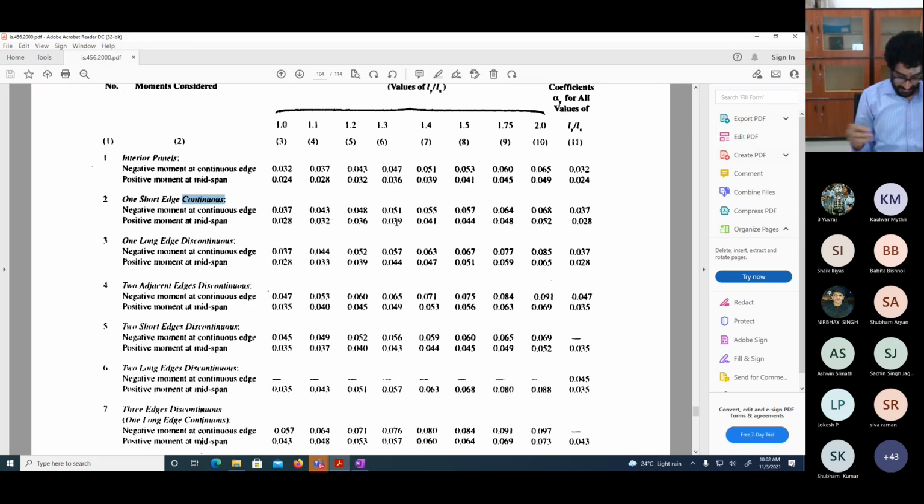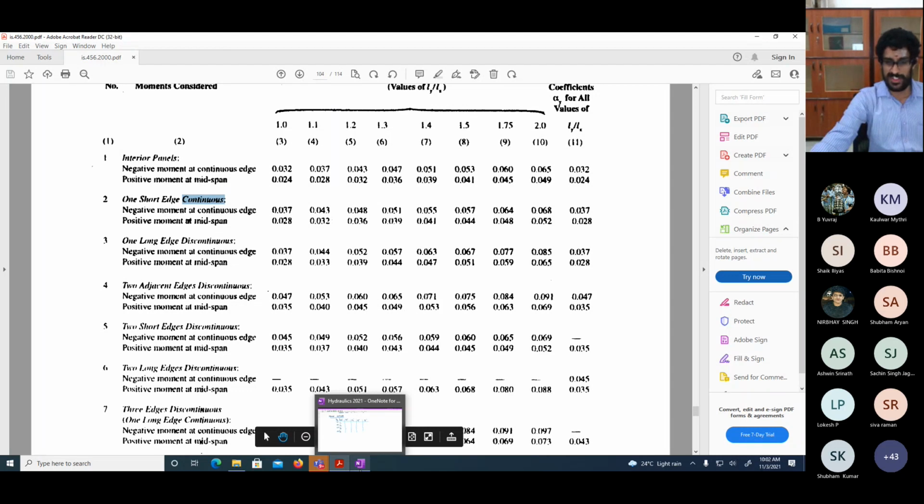Actually, people know interpolation. Do you want me to interpolate, or shall we proceed with the conservative side? What do you want to do?